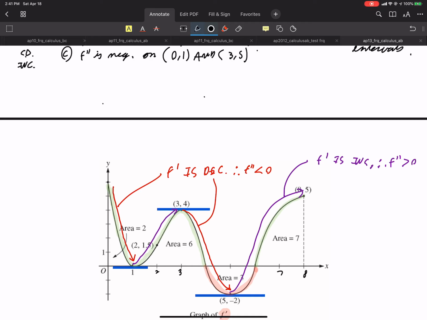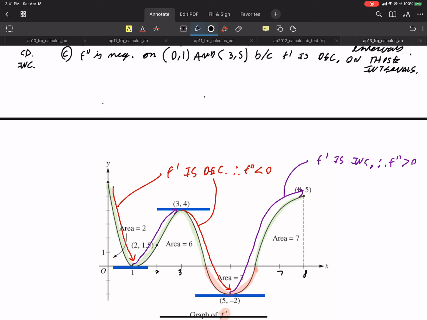Why? Because f prime is decreasing on those intervals. Do you like how I changed from printing to writing? I actually like the writing better, so I'll continue with that.